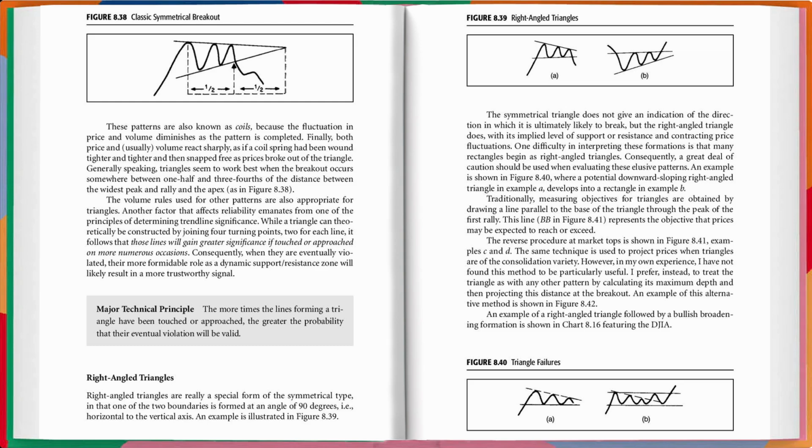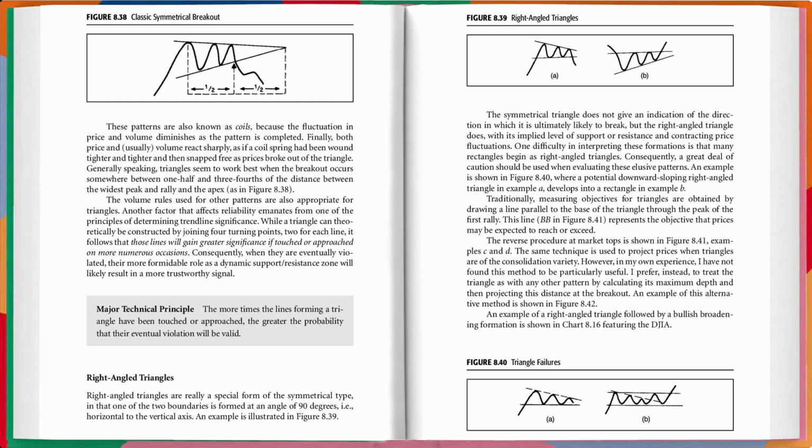Traditionally, measuring objectives for triangles are obtained by drawing a line parallel to the base of the triangle through the peak of the first rally. This line, BB in Figure 8.41, represents the objective that prices may be expected to reach or exceed. The reverse procedure at market tops is shown in Figure 8.41, examples C and D.